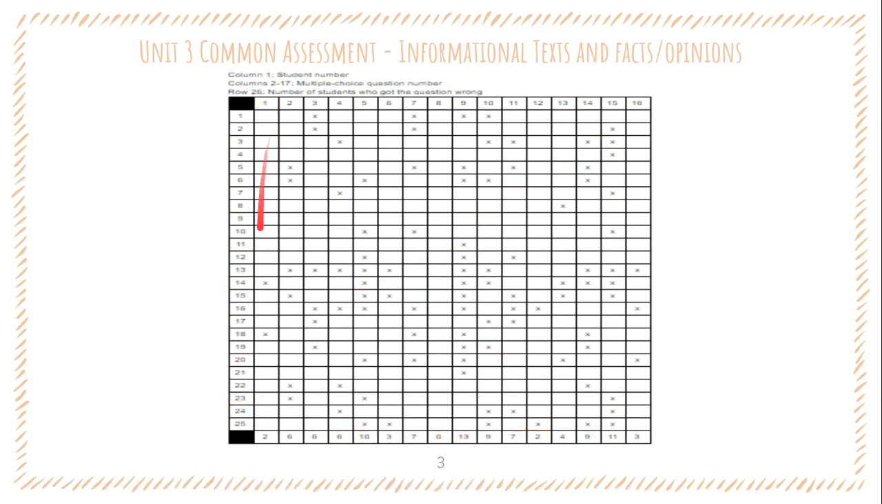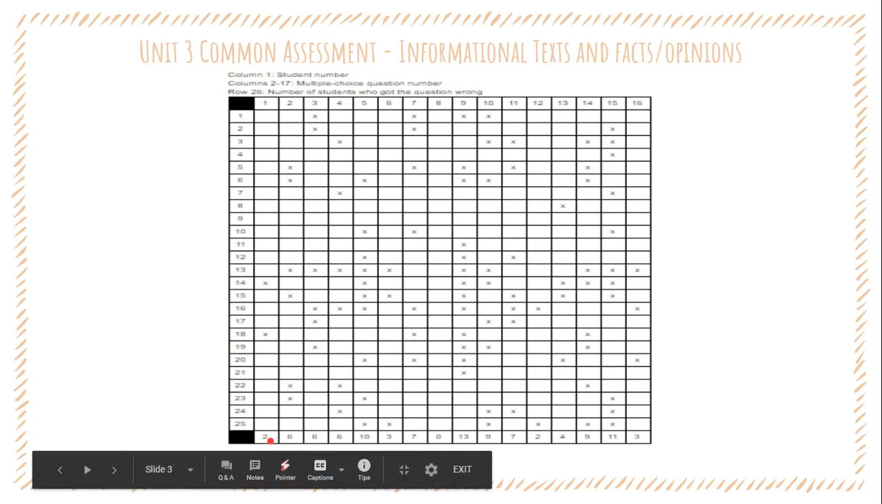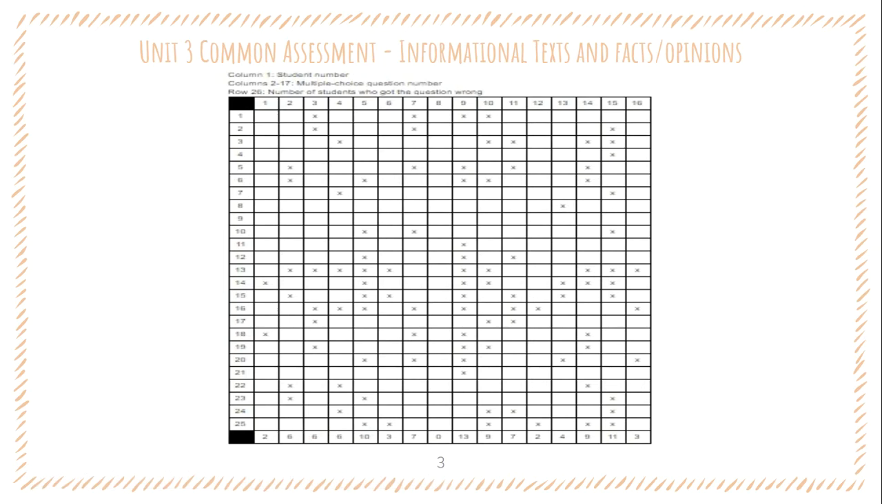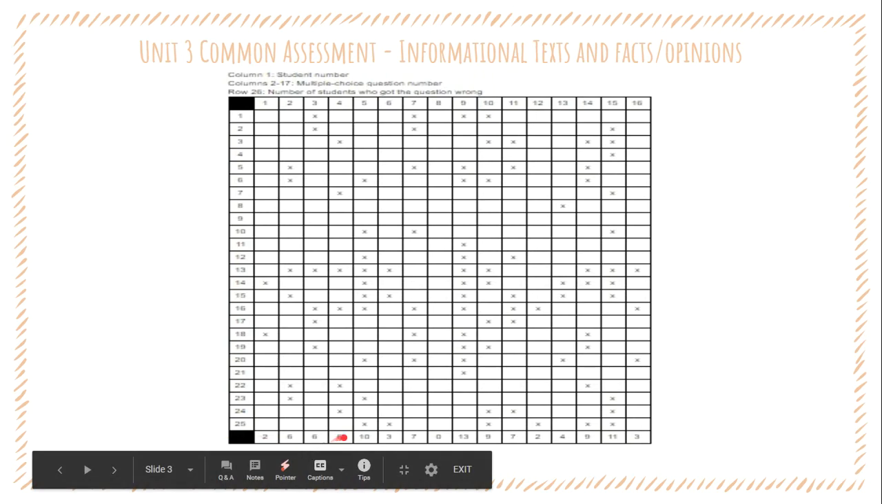And then I went through each question. Only 2 students got question number 1 wrong. So obviously they were comprehending that material. 6 students got question 2 wrong, which is a little bit higher than I would like. Obviously, of course, I want them to get everything correct, but 6 out of 25 still is pretty good. 19 of those kids got that question right. Question 3 and 4, another 6.